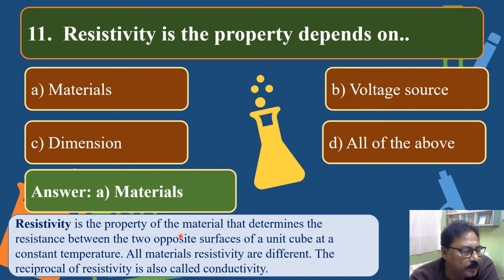Resistivity is the property of the material that determines the resistance between the two opposite surfaces of a unit cube at a constant temperature. All the materials' resistivity are different. The reciprocal of resistivity is also called conductivity.